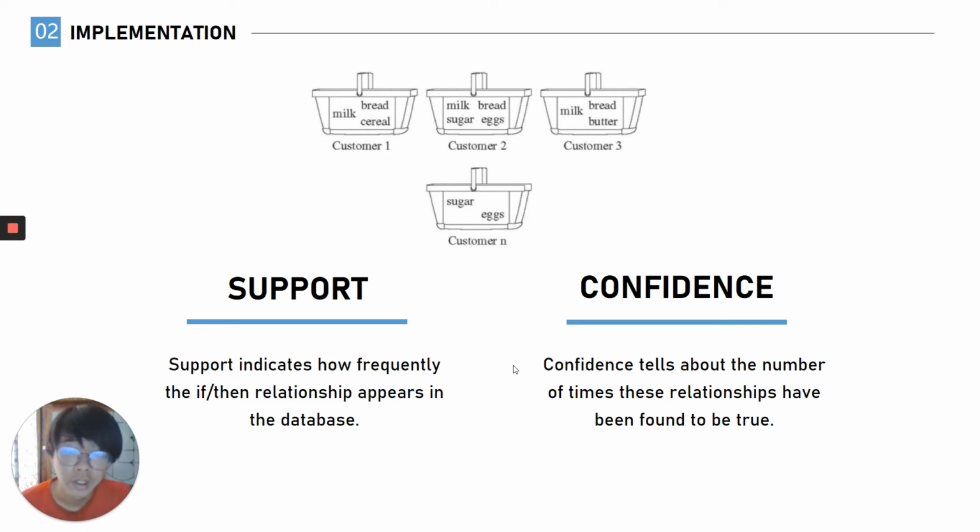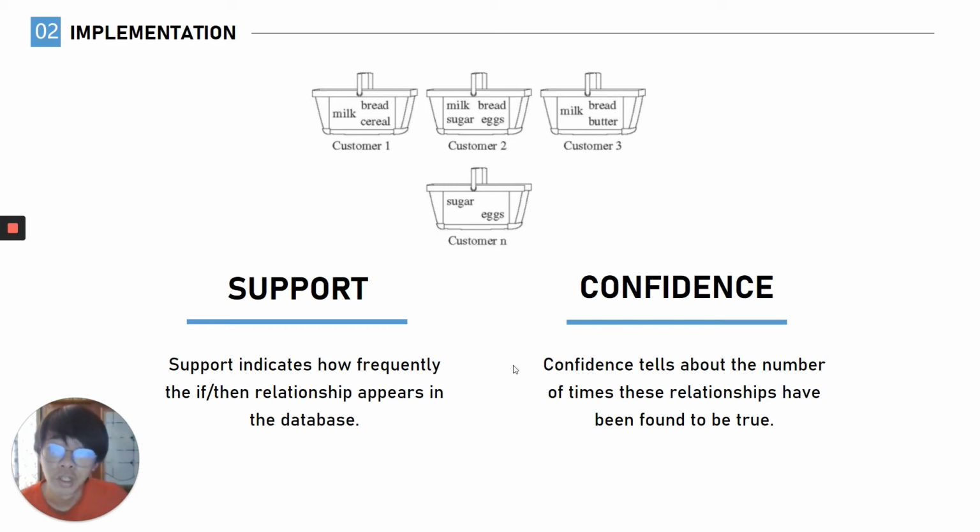And then confidence is about the number of times the relationship exists and is found to be true in all the transactions. From the example above, we can say that the relationship between milk and bread has the highest confidence, because you can see that milk and bread appear together 3 times, in customers 1, 2 and 3.